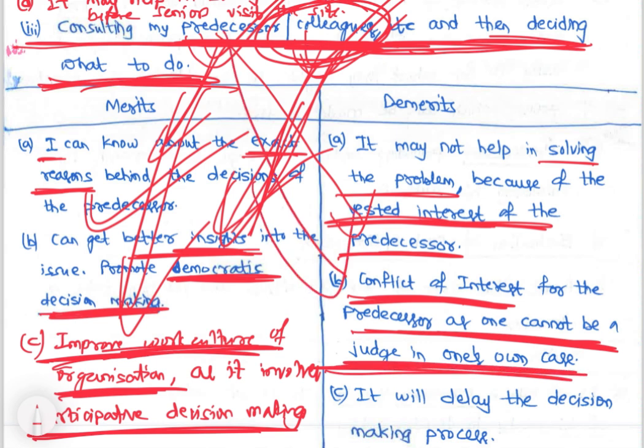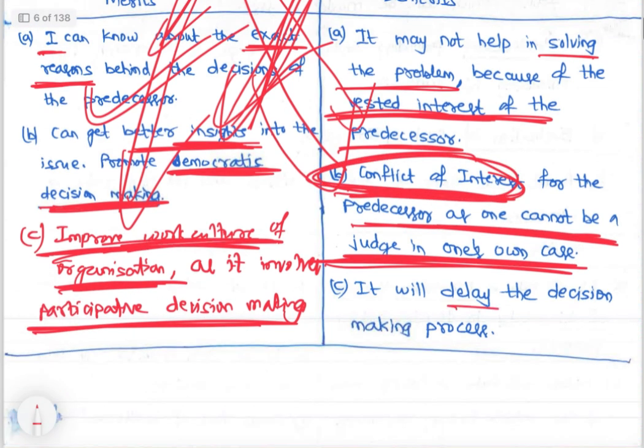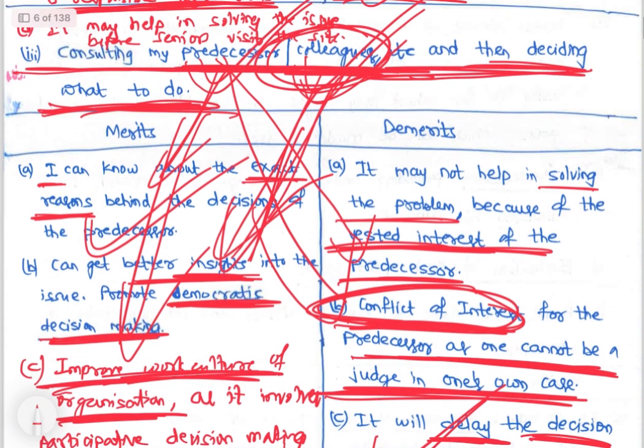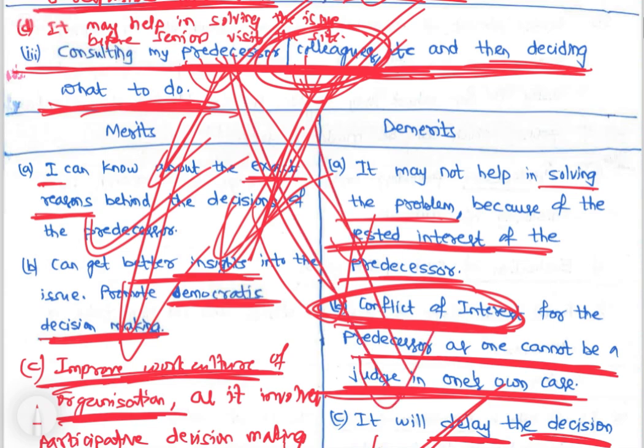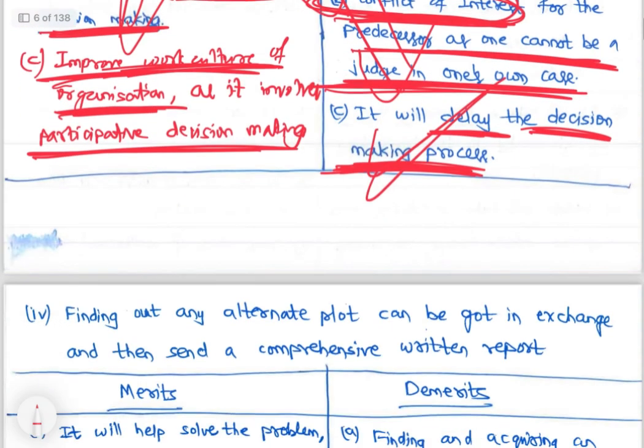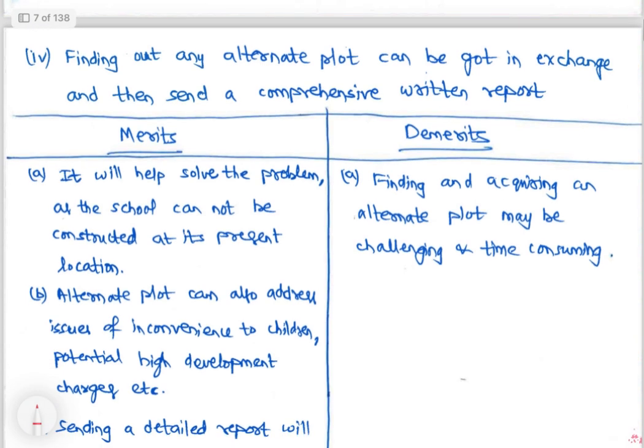अब इधर भाई जो irregularities हो रहा है आप उसको इन्वेस्टिगेट कर रहे हैं, तो इधर उसी को इन्वॉल्व किया, कॉन्फ्लिक्ट ऑफ इंटरेस्ट है. It will delay the decision making process, right? That is again a demerit.